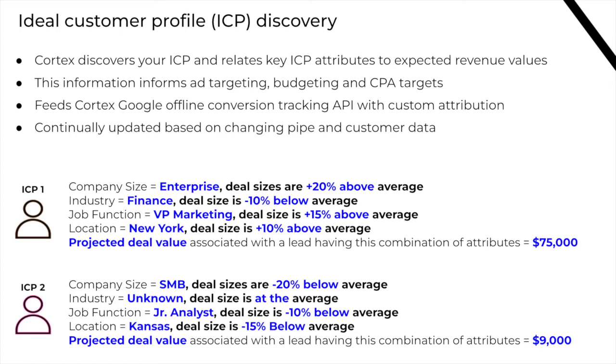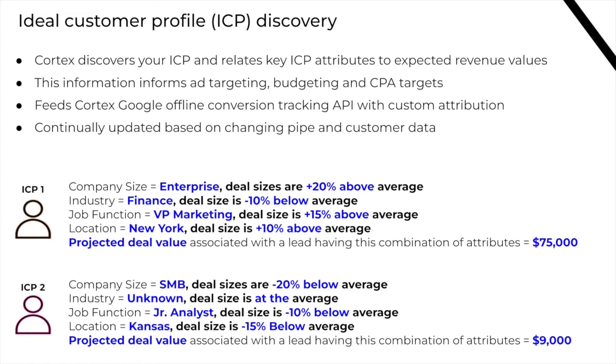How do we do this? What we need to do is uncover your ideal customer profile, your ICP. And what we do with Cortex is we mine your CRM data and we start to develop math on every type of persona that we can uncover in your database. And we assign different predicted values for those individuals based on the type of deal we think that individual will be or historically has been involved in.